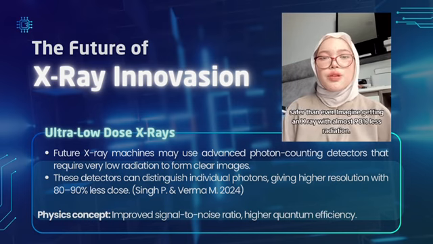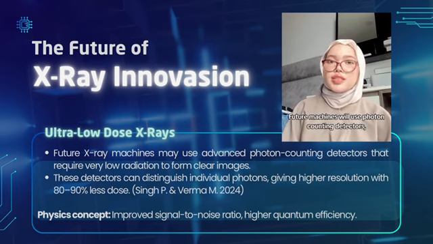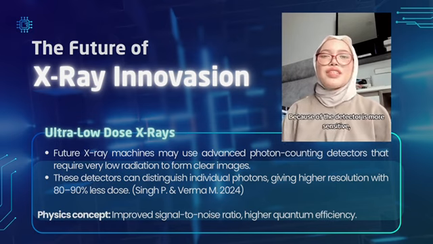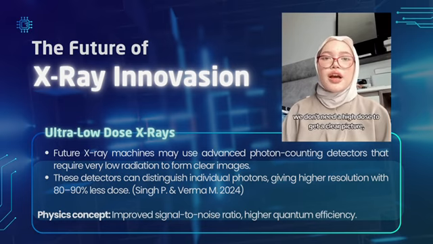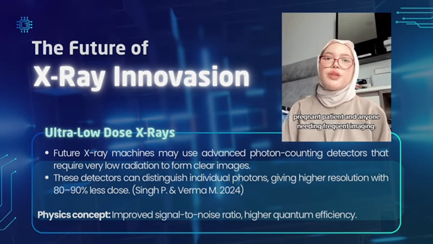Imagine getting an X-ray with almost 90% less radiation. Future machines will use photon counting detectors, sensors that can detect each individual photon of X-ray energy. Because the detector is more sensitive, we don't need a high dose to get a clear picture, which means safer scans for children, pregnant patients, and anyone needing frequent imaging.